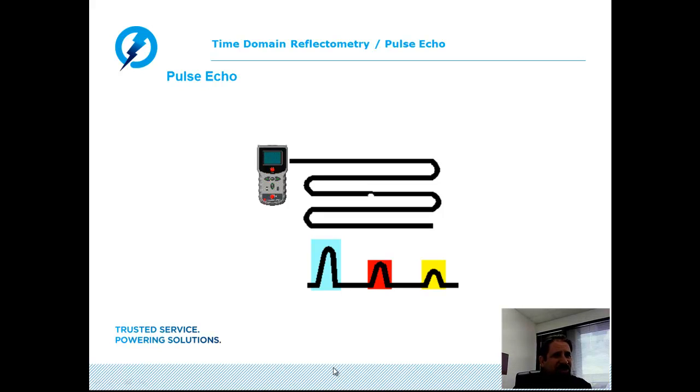These reflections are then shown in a time sequence. So when you see the graphic display on a time domain reflectometer, the first event is the pulse or the start of the cable, and then the first mismatch impedance, second mismatch impedance, etc. Everything shown in a time domain format.